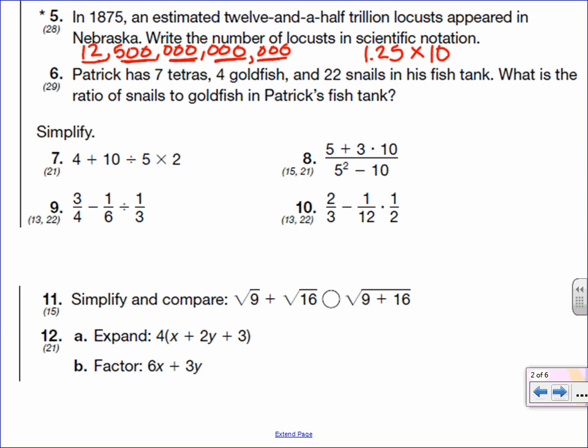So we have 3, 6, 9, 12, 13 decimal places, I think. Let's count it out here. 1, 2, 3, 4, 5, 6, 7, 8, 9, 10, 11, 12, 13 places.